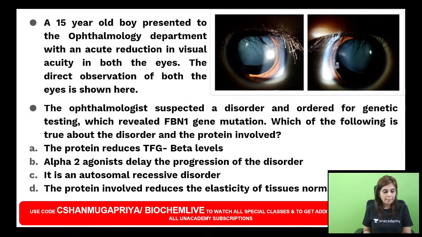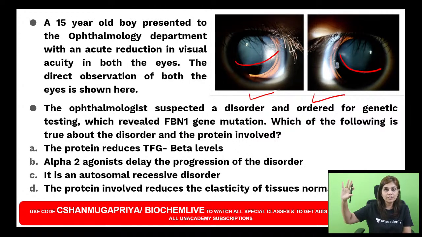Okay. Now this is the next question. A 15-year-old boy presented to the ophthalmology department with an acute reduction in visual acuity in both the eyes. So spontaneous reduction in the visual acuity in both the eyes. The direct observation of both the eyes is shown here. Do you see that there is dislocation of lens? Where is the lens dislocated? It is superotemporal dislocation of lens.